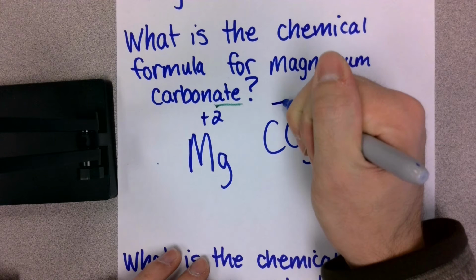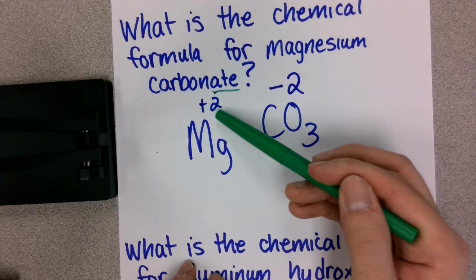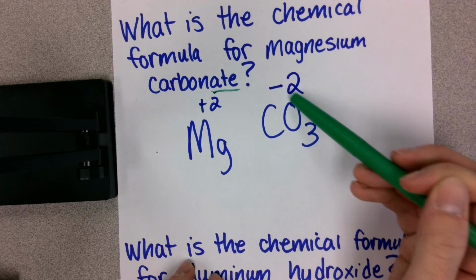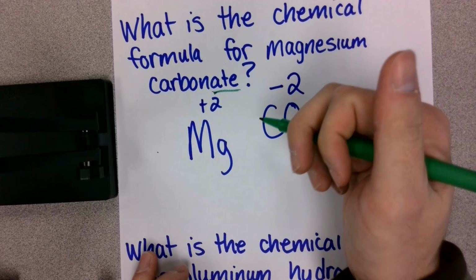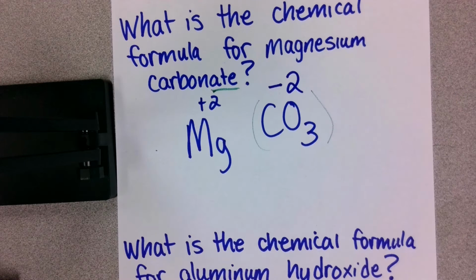And we're going to do the exact same thing here where we do the crisscross method. But the only difference is that this 2 from here is going to go to this entire molecule here. So it's going to go to this entire thing, so we're going to have to use parentheses around this. Let me get another pen that's not dying.